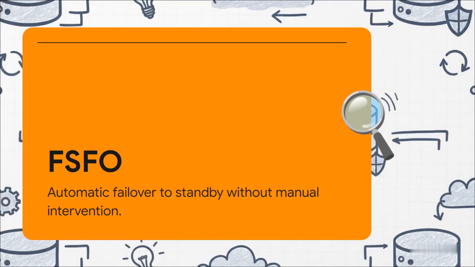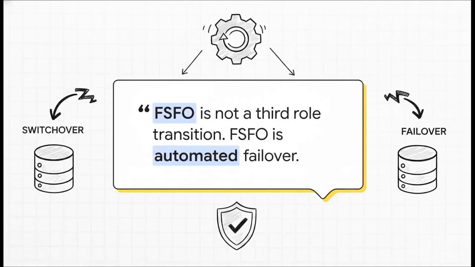The common uses here are strictly for environments that literally cannot afford to wait for a human response. We're talking 24/7 critical systems, banking and finance, high-availability apps, mission-critical workloads, basically anywhere that absolutely requires 0 manual intervention to maintain uptime. So, the crucial point is this fascinating realization highlighted right here in bright yellow. FSFO is not a third role transition. FSFO is automated failover.